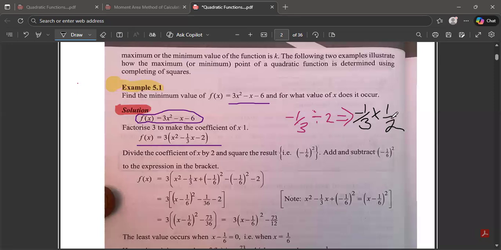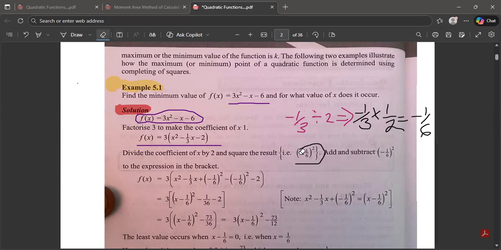That is why at the end of the day, they are getting negative 1 over 6. So that is why they get the negative 1 over 6 over here. So they say divide the coefficient of x by 2 and square the result. After getting the negative 1 over 6, what did they do? They came to square it over here. So they had negative 1 over 6 squared.